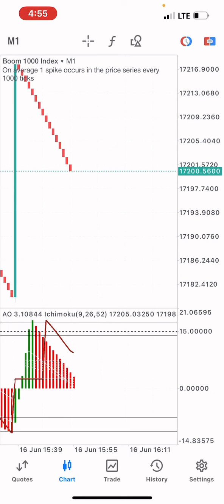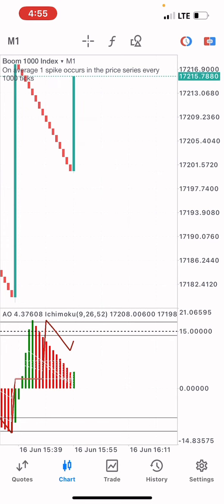Clearly you can see that price is going down right now, and this is for the Boom 1000 index market. We want to be selling the Boom 1000 index market while we buy the Crash 1000 market. Everything I explain in this particular market right now, I'm going to explain how it works for the Crash 1000 index market, right? It works differently for the Crash 1000 market and differently for the Boom 1000 index market.